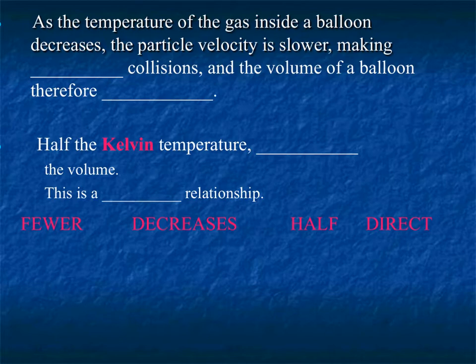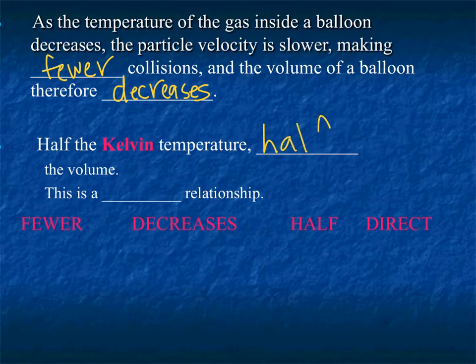Pause it, do it all by yourself, and then press play to check your answers. Okay, so as the temperature of the gas inside a balloon decreases, the particle velocity is slower, making fewer collisions, and the volume of a balloon, therefore, decreases. If you half the Kelvin temperature, you half the volume, and this is a direct relationship. Okay? All right, so let's go ahead and go on to the next concept.